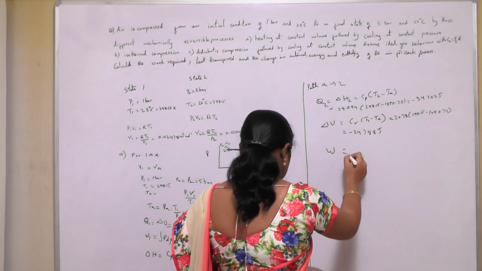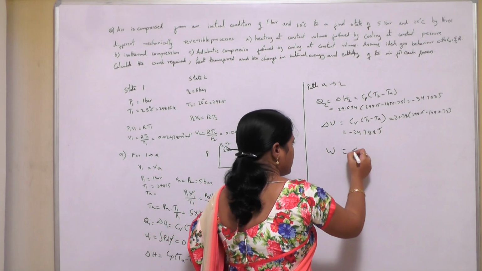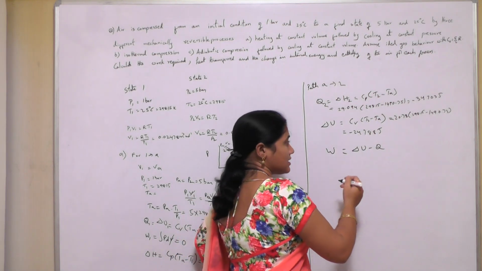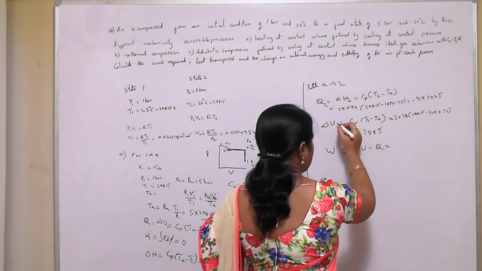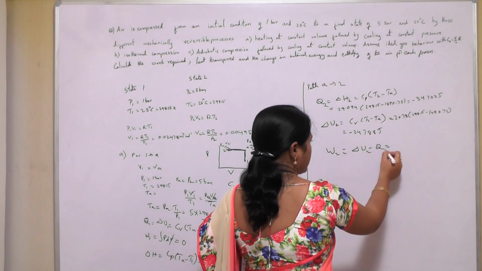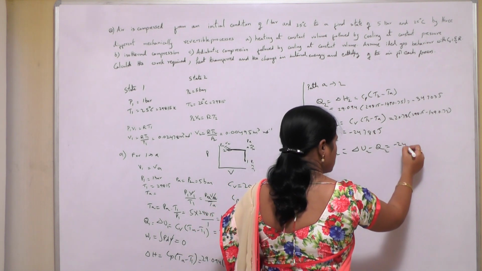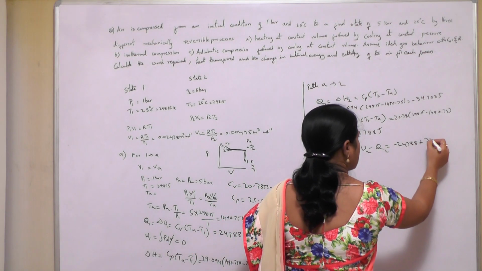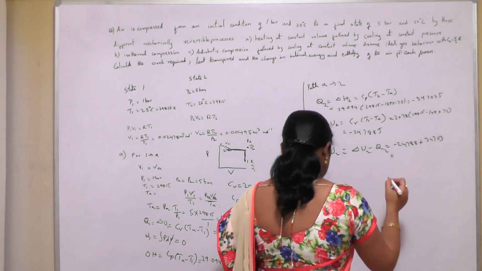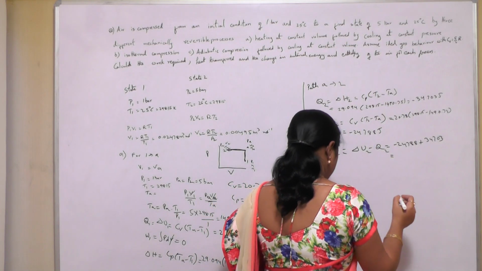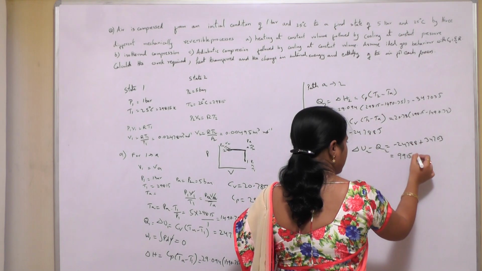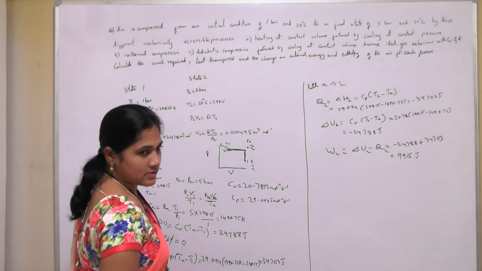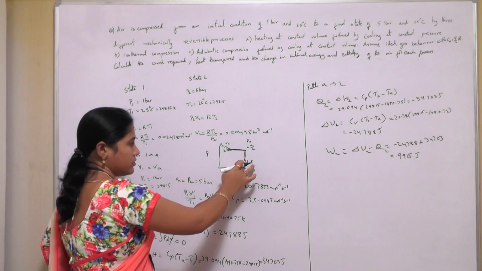and W, from the first law of thermodynamics, dU equals dQ minus dW, or W equals delta U minus Q. So delta U is minus 24788 plus Q, 34703, it gives the W value. So W is 9915 joules.